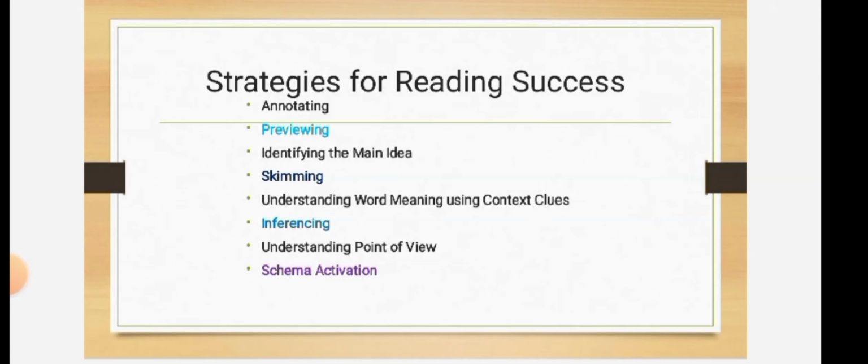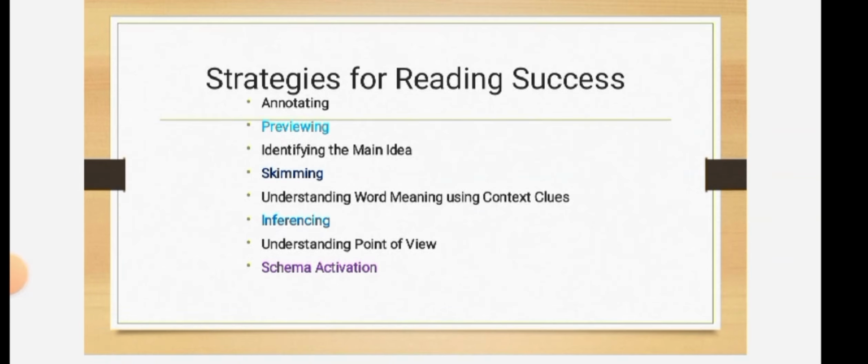Next, skimming. For a quick overview, read rapidly, focusing on headings, introductory and concluding paragraphs, and keywords. This technique helps you identify which sections to read more deeply. Understanding the word meaning using context clues. This is another interesting part. Encountering unfamiliar vocabulary is common in any text, but you can use surrounding words, synonyms, and antonyms to infer the meaning of new terms without constantly referring to a dictionary. This helps to improve one's vocabulary when you read with context clues.